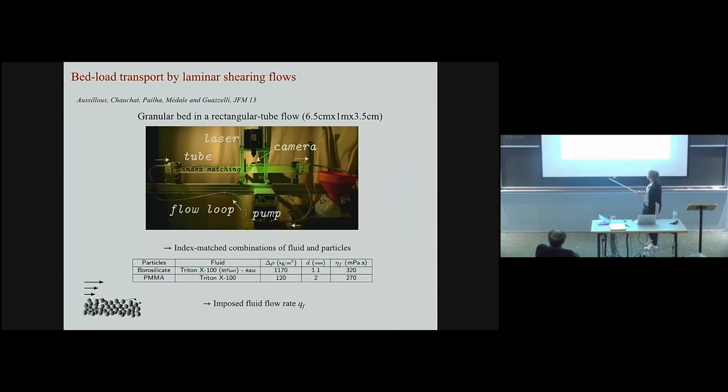So we use a spherical bed of borosilicate or PMMA, which are 2 or 1 millimeter in size. And we use a fluid which is really viscous, 300 times the viscosity of water. So we are in a viscous regime. We impose a flow rate using a flow loop and a pump, and we look at what's happening inside this test section using a laser.